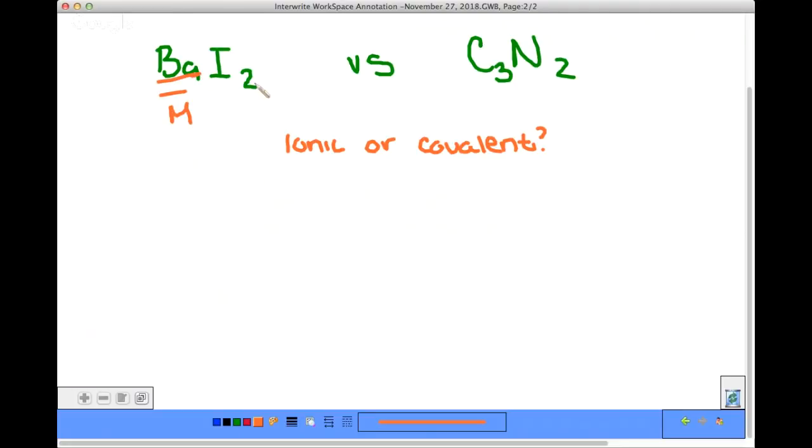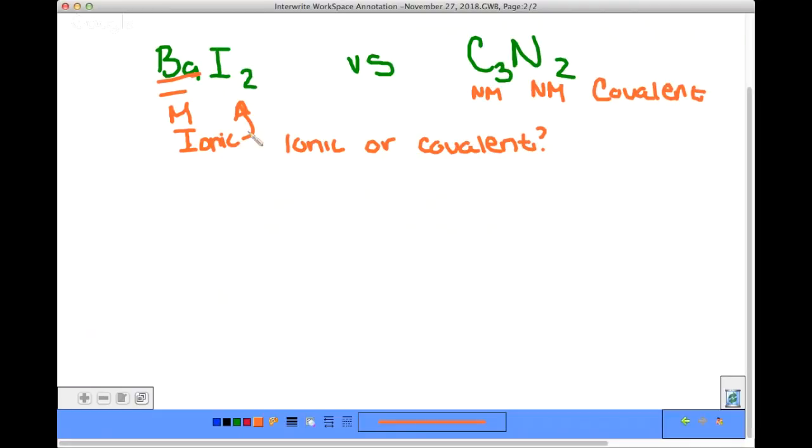And what that then tells me is that we're going to name this as an ionic compound because remember, ionic compounds have metals in them. Iodine is a nonmetal. So again, this is a metal and a nonmetal bonded together, so it's an ionic compound. If we look over here, we see carbon and we see nitrogen. So we have carbon, which is a nonmetal, and then we have nitrogen, which is a nonmetal. So that means that this is a covalent compound.